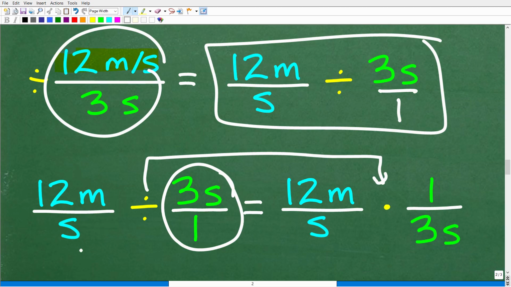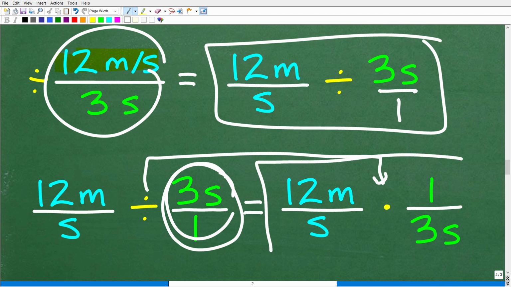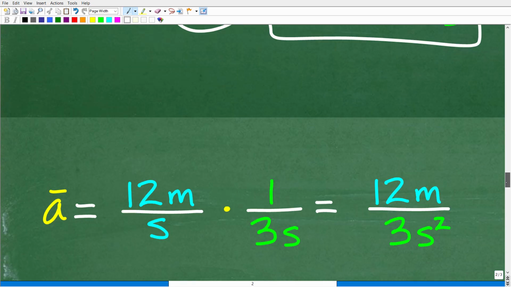So we have 12 meters per second. We're going to divide it by 3 seconds over 1. So we're going to flip this upside down. And then this becomes a multiplication problem. So that's 1 over 3 seconds. Okay, so this is where we're at right now. So now let's go ahead and work on cleaning this up.